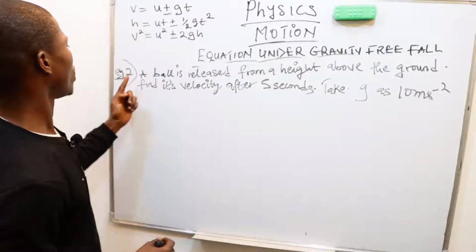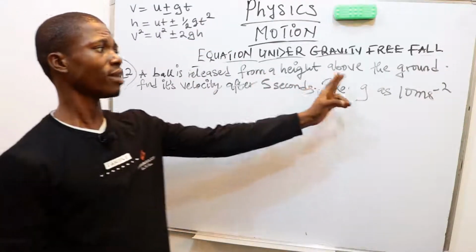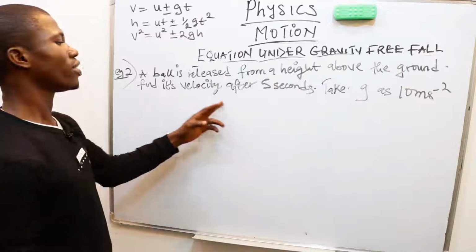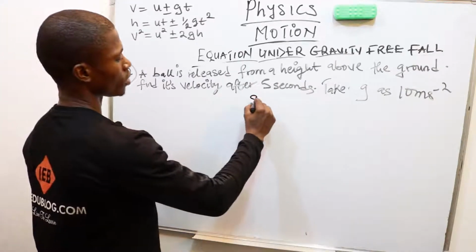Over here is our second example. It says that a ball is released from a height above the ground. Find its velocity after 5 seconds. Okay? So let's go ahead and write our solution.